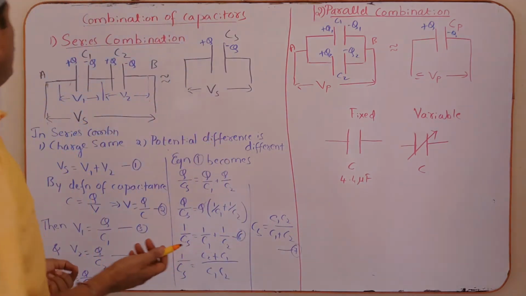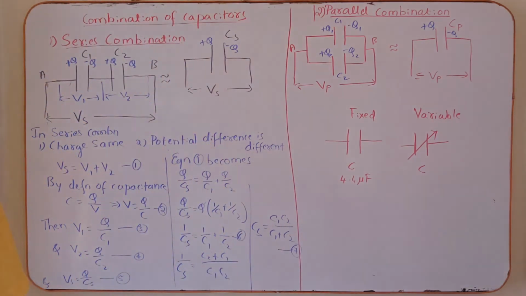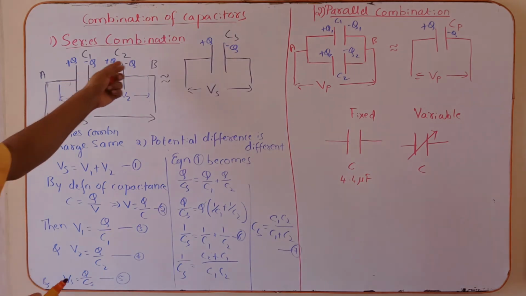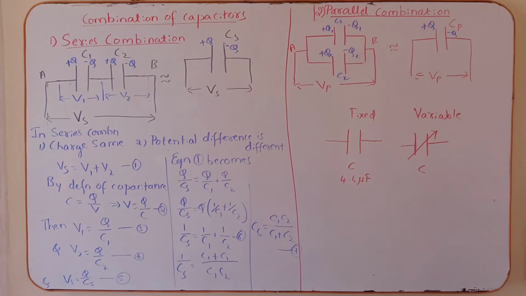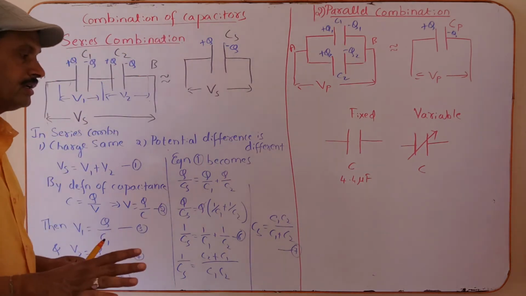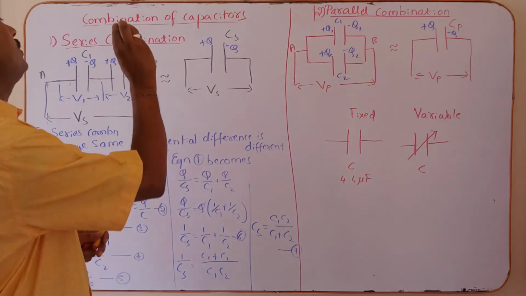Now, combination of capacitors. The 2 or more capacitors are connected in different types of combination. What are the types of combination of capacitors? One is series combination, another one is parallel combination. Fine. What is series combination of capacitors? In your study, it is only for 2 capacitors.